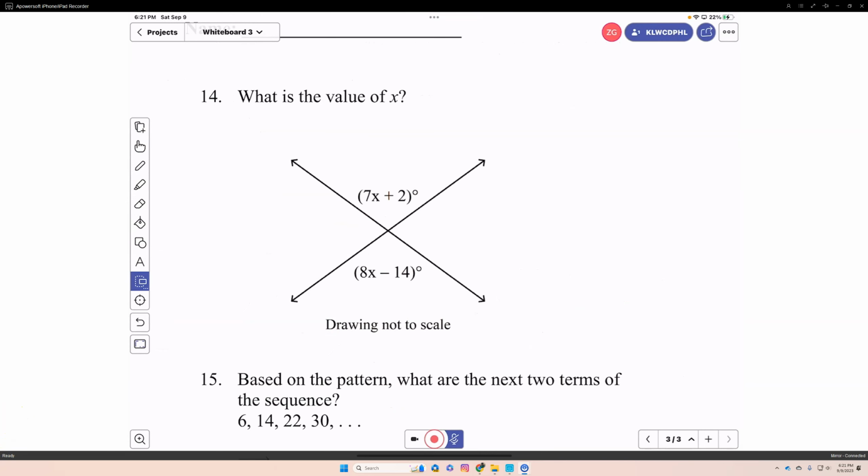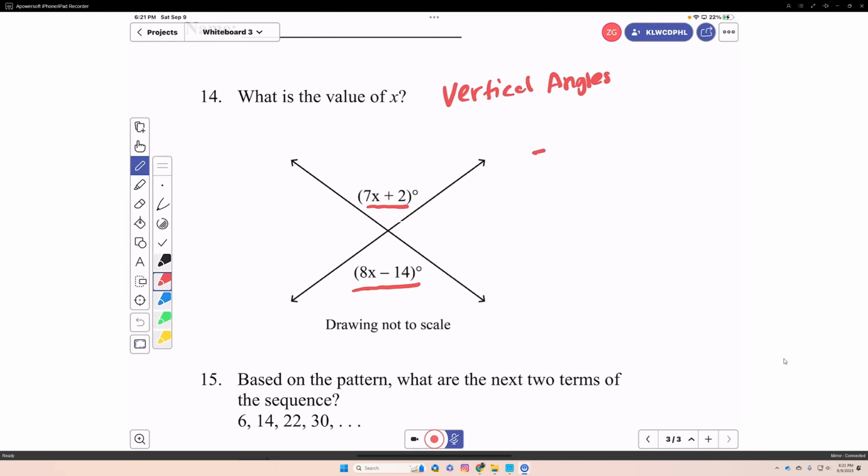Number 14: what is the value of x? This angle is 7x plus 2, that's the measurement. The other angle measurement is 8x minus 14. Now these are vertical angles, and we know that vertical angles are congruent. So to set this up, it's just going to be 7x plus 2 equals 8x minus 14.